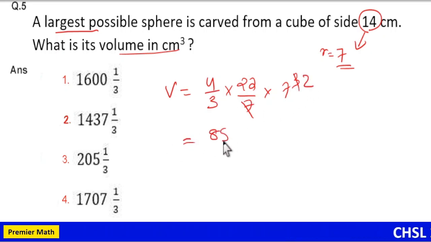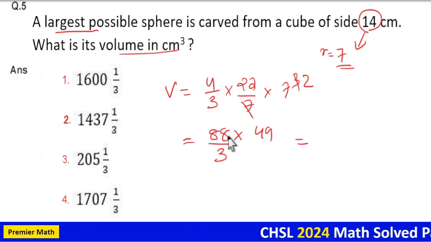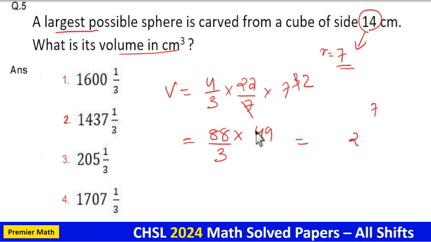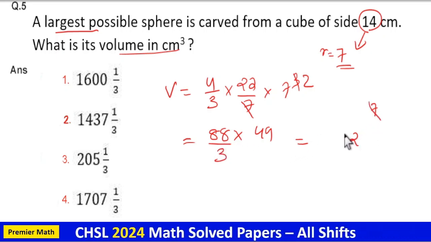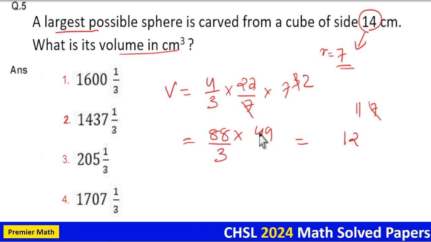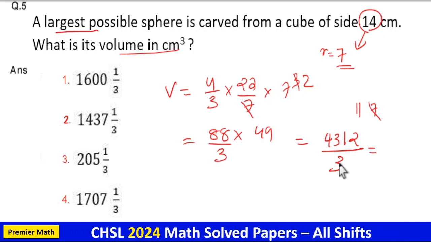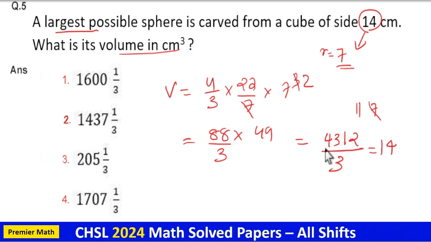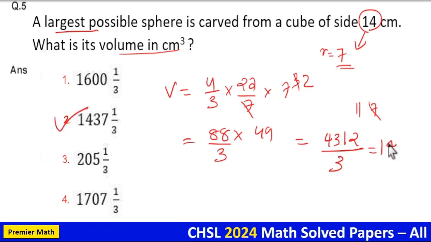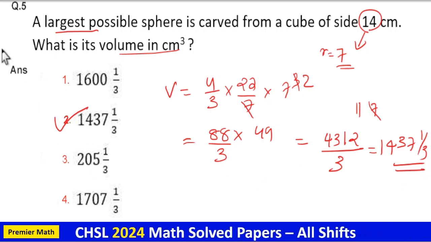4 into 22, 88. 88 into 7 square, which is 49, divided by 3. Now 8 into 9, 72. 7 carries. 8 into 4, 32 plus 7. 72 plus 32 is 104, 104 plus 7 is 111. 11 carries. 8 into 4, 32 plus 11 is 43. So 4312 divided by 3. 3 goes 1 time in 4. 3 goes 4 times in 13. So here option 2 is your answer. That is 1437 and 1 by 3. So option 2 is your answer.